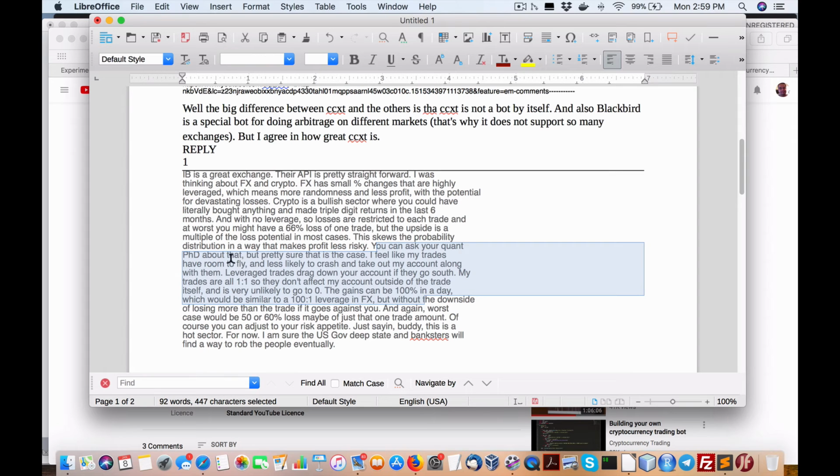You can ask your quant PhD about that, but pretty sure that is the case. Maybe. I feel like my trades have room to fly and less likely to crash and take out my account along with them. Leverage trades drag down your account if they go south. My trades are all one-to-one, so don't affect my trading account outside of the trade itself, and it's very likely to go to zero. Very unlikely to go to zero.